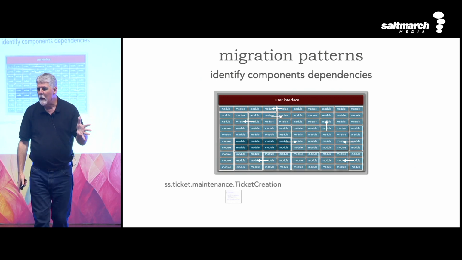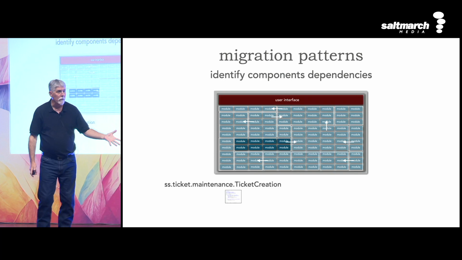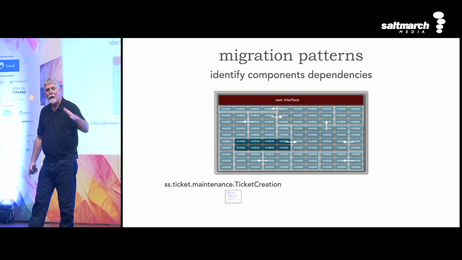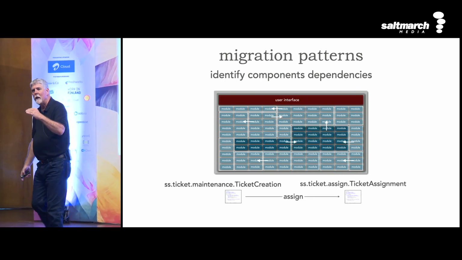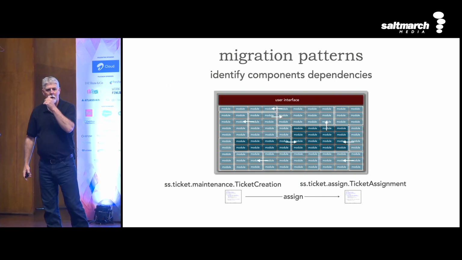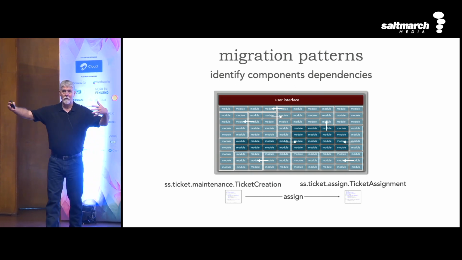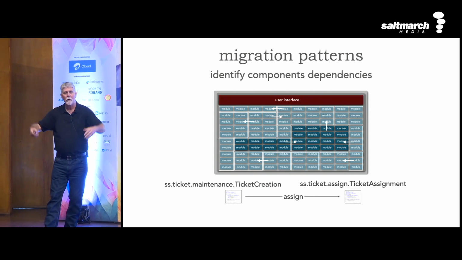And what does that mean? It means a class file from one component, for example ticket.maintenance, instantiates another class in another component, ticket.assign, and invokes a method, assign. That means that these 2 components, separate areas of source code, are talking to one another.